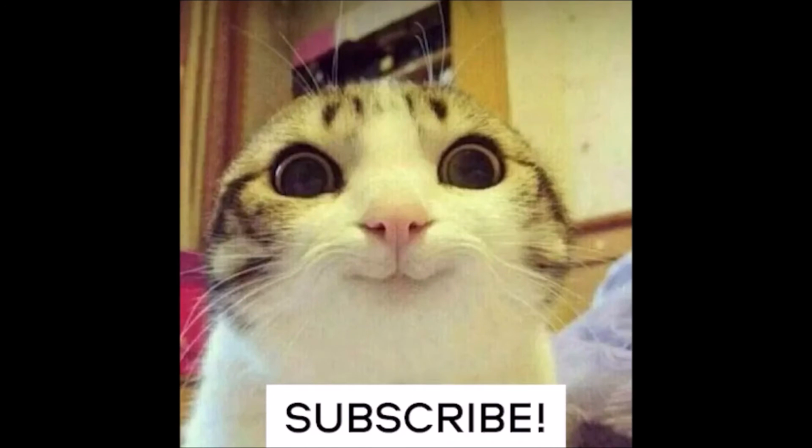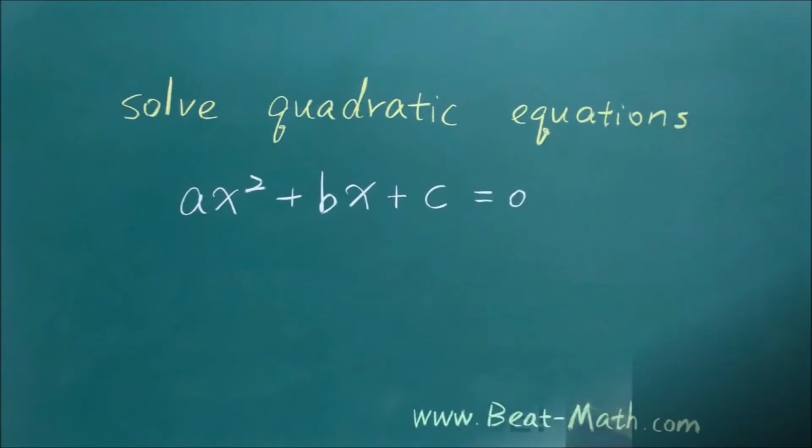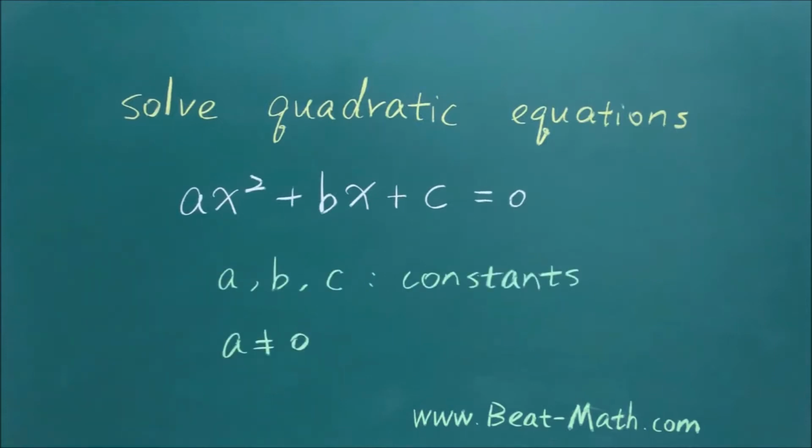Okay, let's get started. Quadratic equations are equations with one variable and the highest exponent of the variable is 2. Its standard form looks like ax squared plus bx plus c equals 0. Here, x is the variable. A, b, and c are known values. A cannot be 0. Now let's talk about solving quadratic equations.